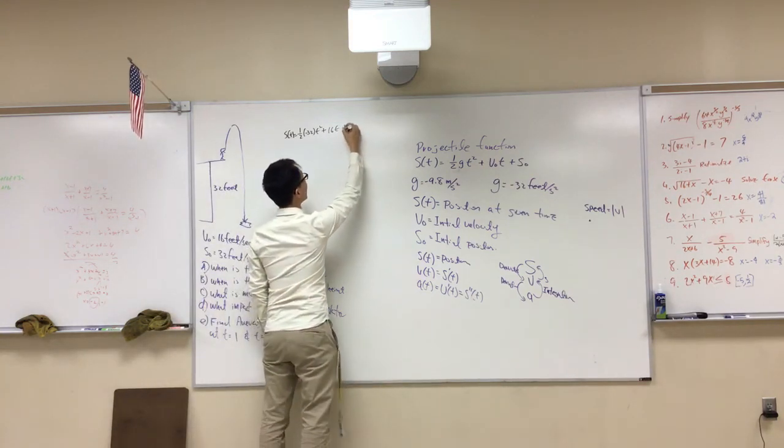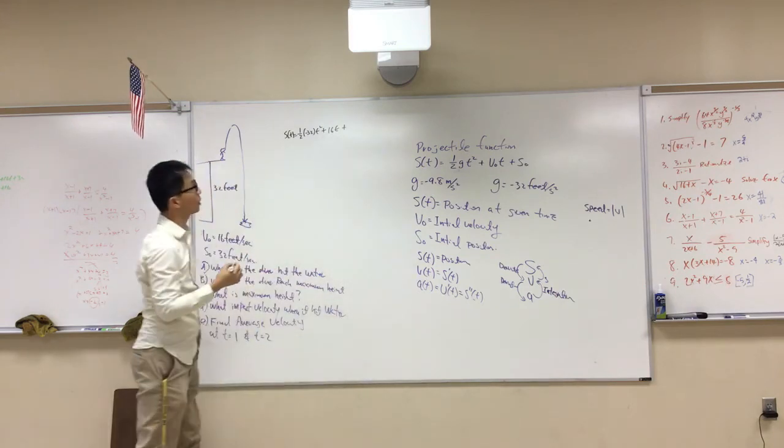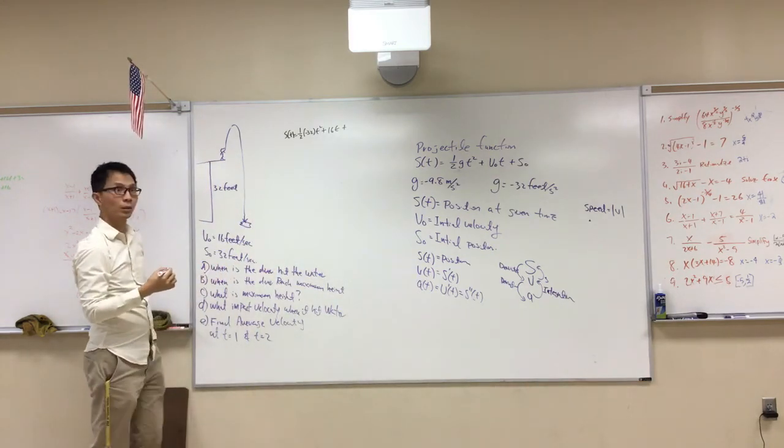Wait, why is s0 32 feet per second? Because I think you wrote your units wrong. Don't worry about it. It's just initial speed.